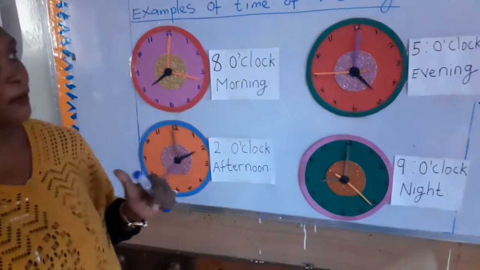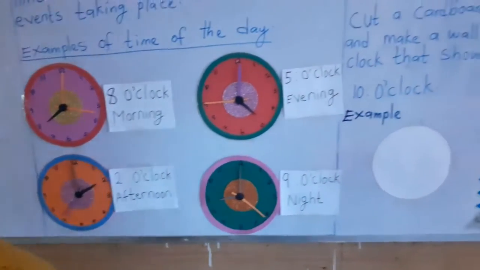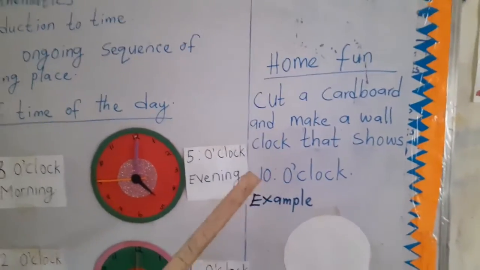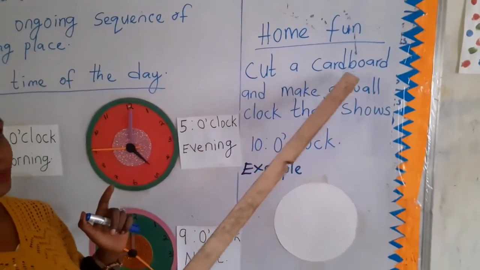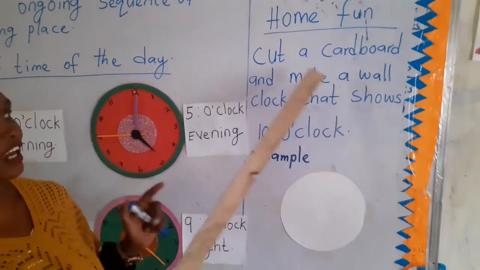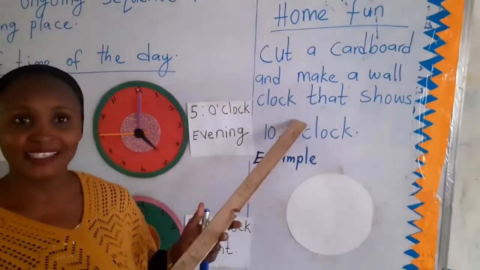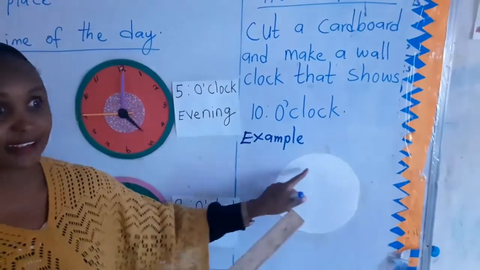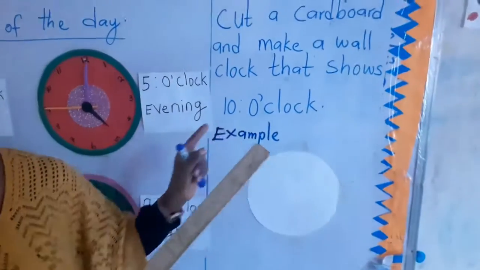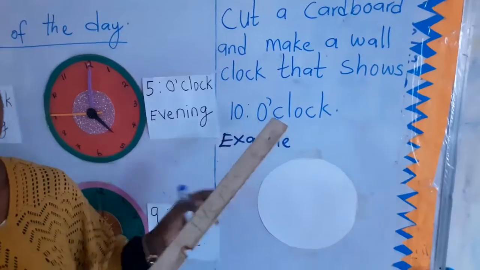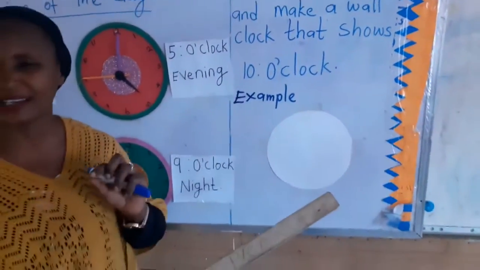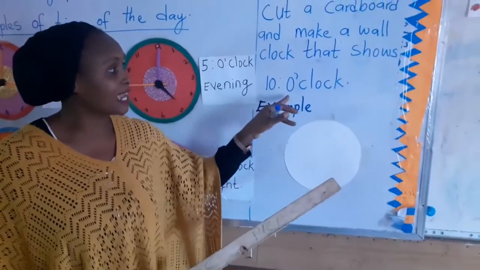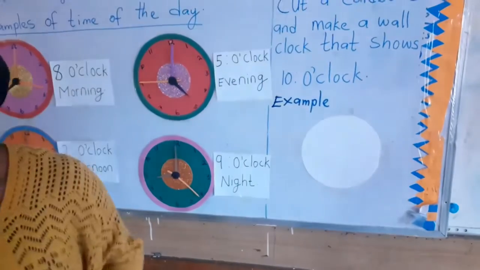Good. Now, I want you to do this home work in your various homes. I want you to cut a cardboard and make a wall clock that shows 10 o'clock. I'm going to show you how to do it. This is my example. My example is not going to show 10 o'clock, but rather another time. Then you create your own and show your time, 10 o'clock. Great.